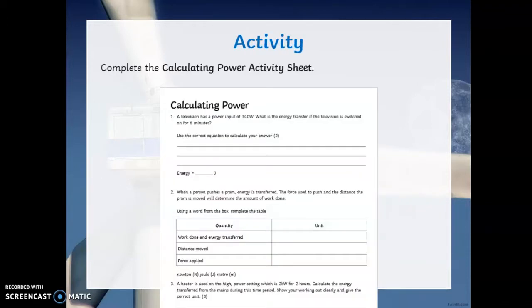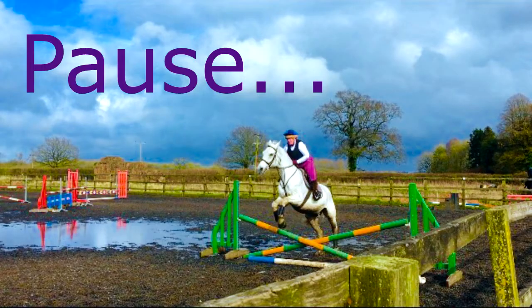So next you're going to have a go at a worksheet, so pause now, have a go at this worksheet. I reckon it probably will only take you about 5 minutes, so keep an eye on the clock, make sure that you don't spend too long on this.